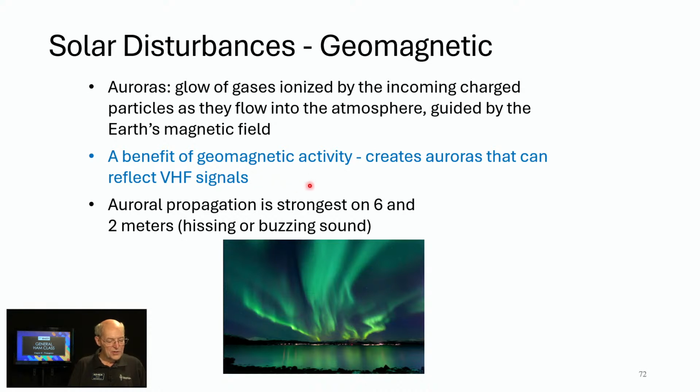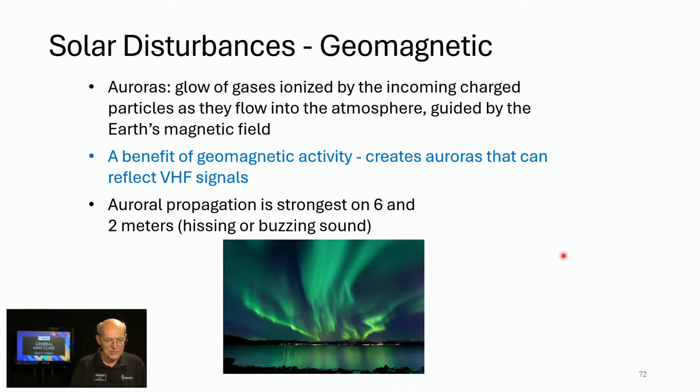A benefit of geomagnetic activity: it can create auroras that can reflect VHF signals. Not a great benefit because the signals are distorted and fluttery sounding, but it is a positive impact. Everything else about them is negative. So auroral propagation is strongest on 6 and 2 meters, but it's accompanied by a hissing and buzzing sound.